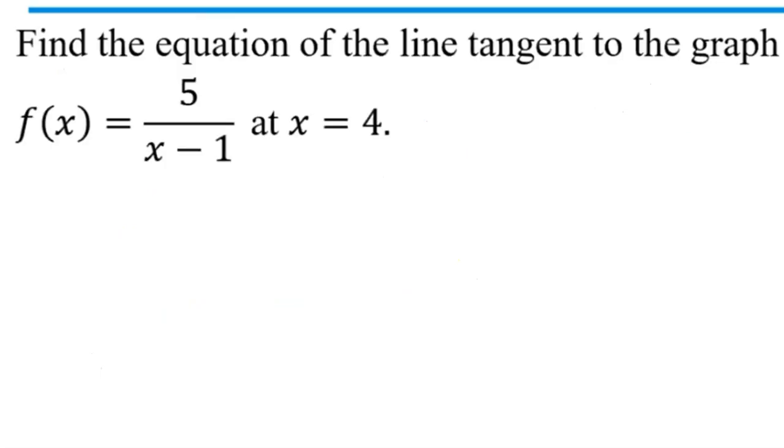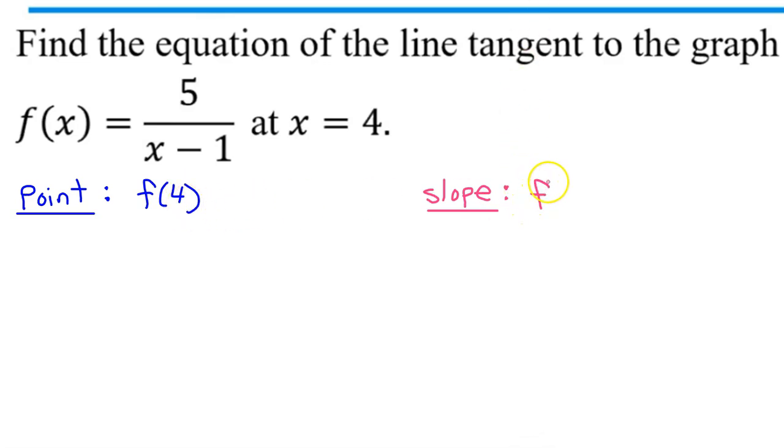Pause the video and try this one on your own. To find the equation of the tangent line to f at x equals 4, we're going to need a point and the slope. They're giving us the input value of the point. To find the output value, we need to do f at 4. Ultimately, to find the slope, we're going to need f prime at 4. So just get used to that. We're going to need f at 4 and f prime at 4. The first one gives us the output value for the point, and the second one gives us the slope.